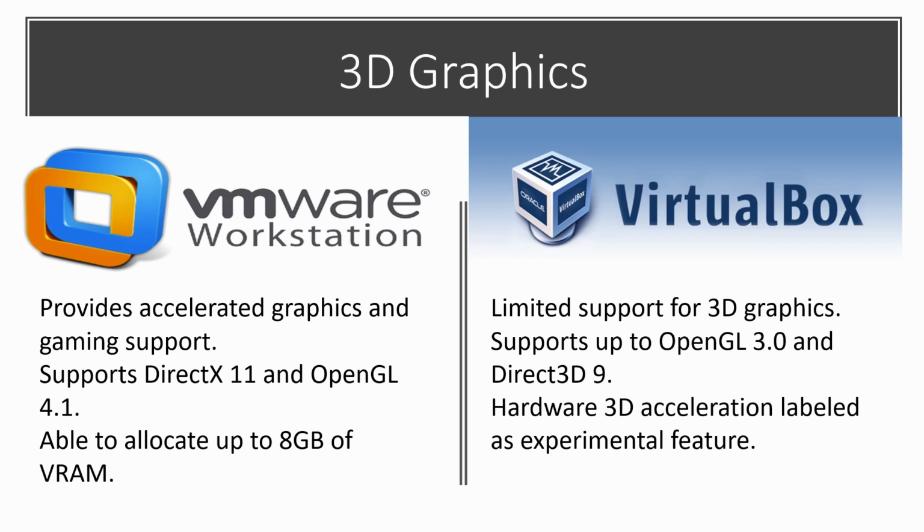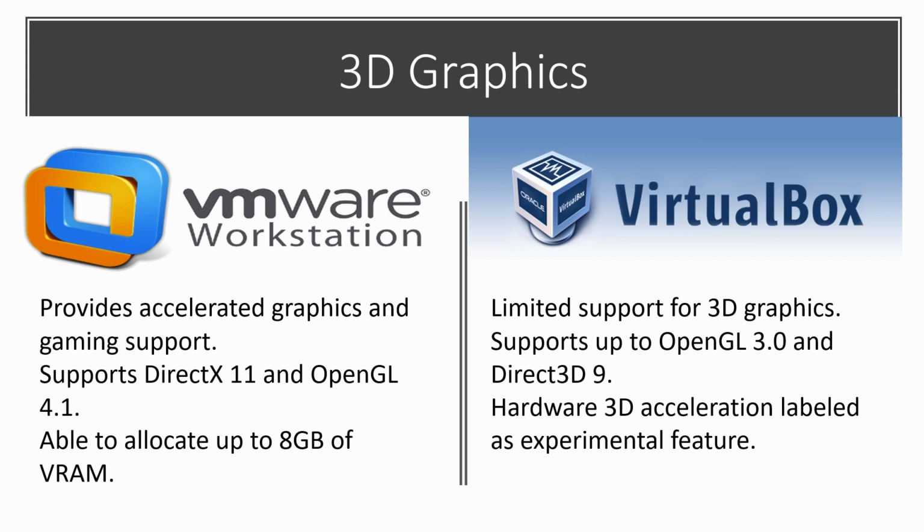Next is 3D graphics support. Some applications you install in your guest operating system may need 3D rendering and acceleration. That is why you would need your hypervisor to have 3D graphics support. With VMware Workstation Pro, you get accelerated graphics and gaming support. With DirectX 11 and OpenGL 4.1, you are able to allocate 8 GB of VRAM to guest VMs, which will improve gaming experience and performance of 3D apps.